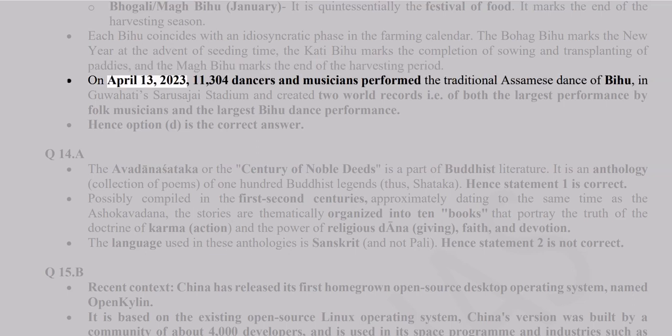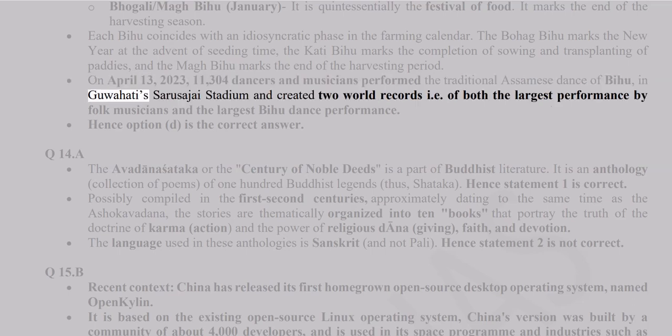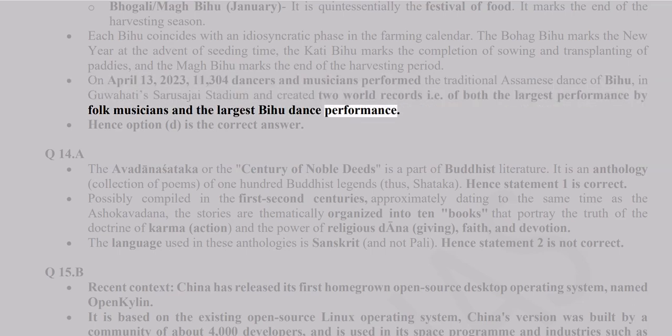On April 13, 2023, 11,304 dancers and musicians performed the traditional Assamese dance of Bihu in Guwahati's Sarusajai Stadium and created 2 world records, i.e. of both the largest performance by folk musicians and the largest Bihu dance performance. Hence option D is the correct answer.